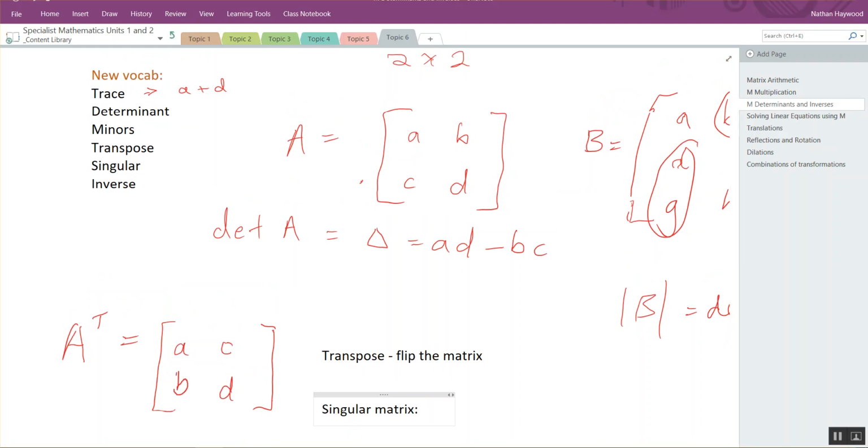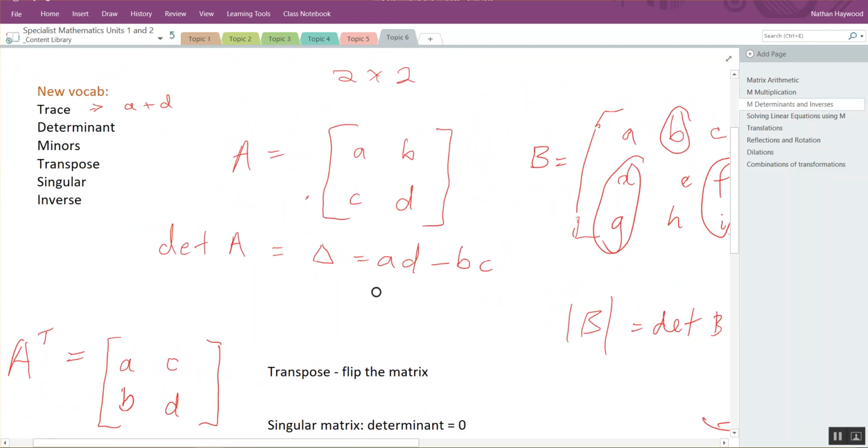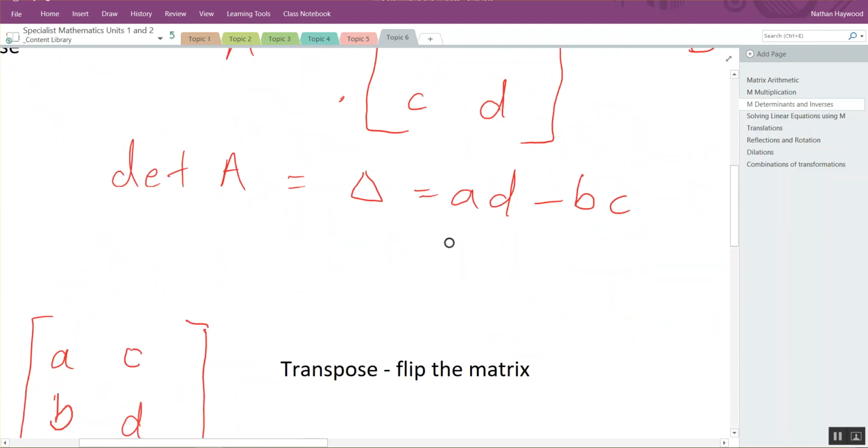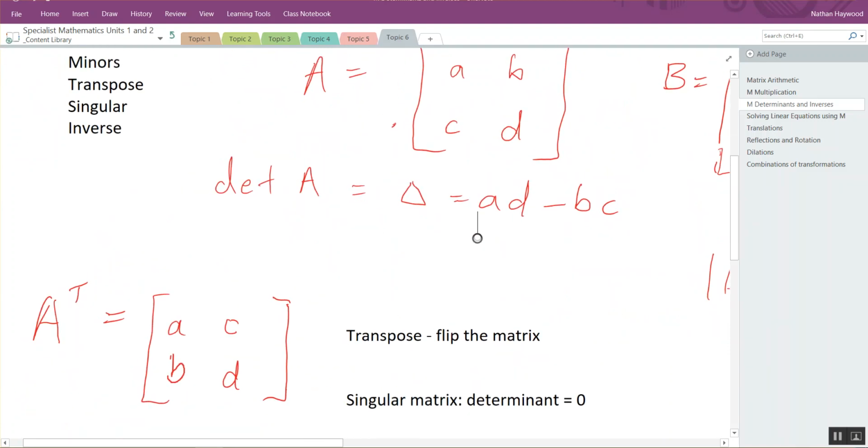All right, a singular matrix is when the determinant equals 0. So you do this thing up here. You find the determinant AD minus BC, and those numbers become 0. Does that make sense?